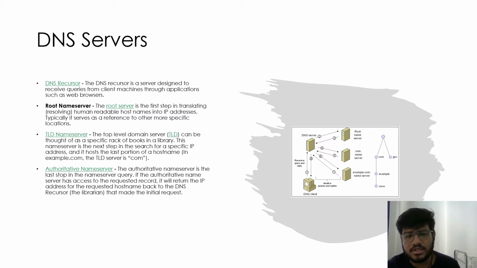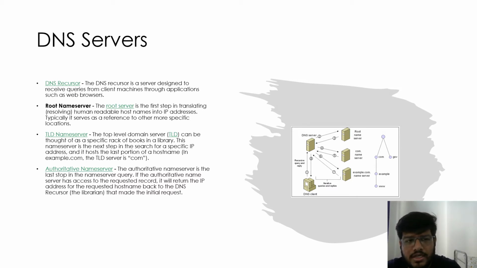So talking about the DNS recursor. The DNS recursor is a server which is designed to receive queries from client machines through applications such as a web browser. So it can be thought of as a librarian who is asked to go and find a particular book somewhere in the library. Talking about the root server. The root server is the first step in translating the human-readable host names into their IP addresses. Typically, it serves as a reference to other more specific locations.